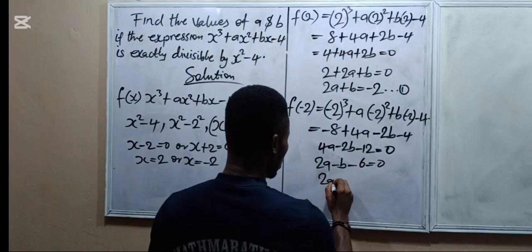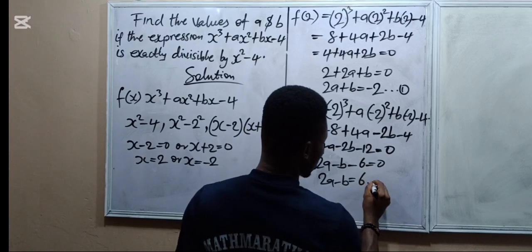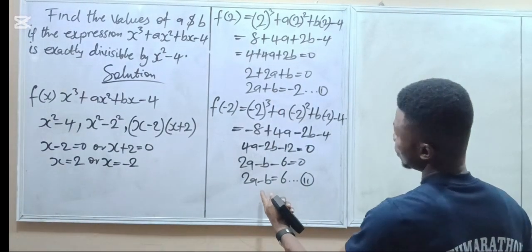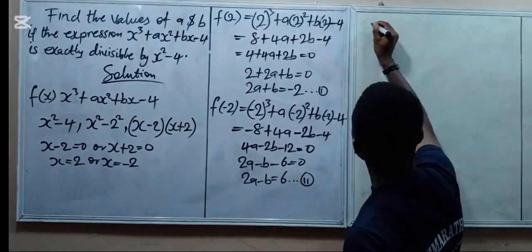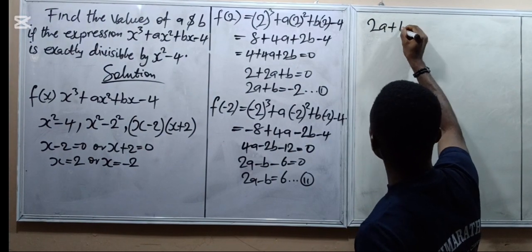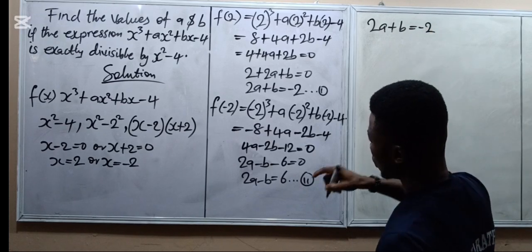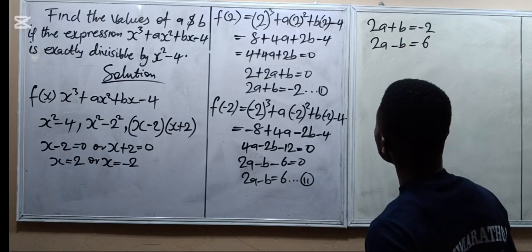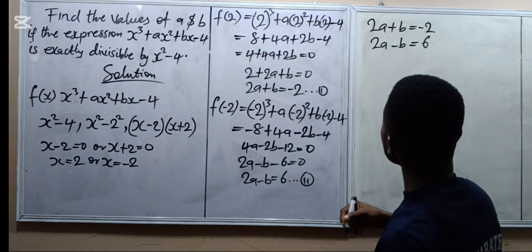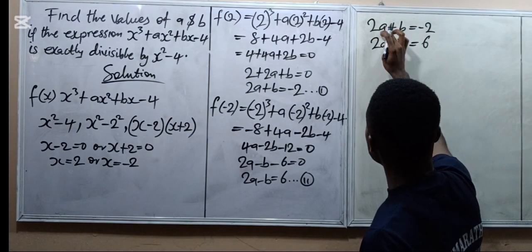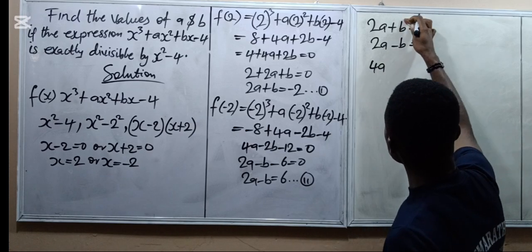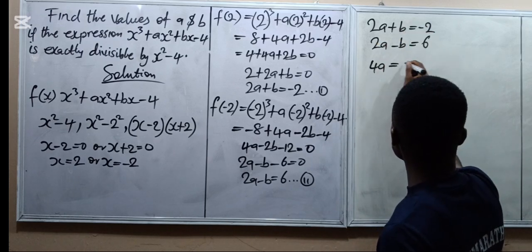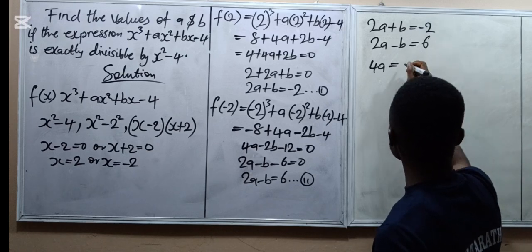Now we take this 6 to the other side. We have 2a minus b is equal to 6. And this is equation 2. Now we combine the two equations. From equation 1 we have 2a plus b is equal to minus 2. And from equation 2 we have 2a minus b is equal to 6. Now we add the two equations. When we add, we have 4a, then plus b minus b, so that one is gone. This is equal to minus 2 plus 6, which is 4.